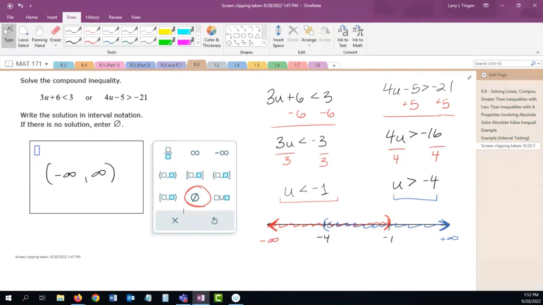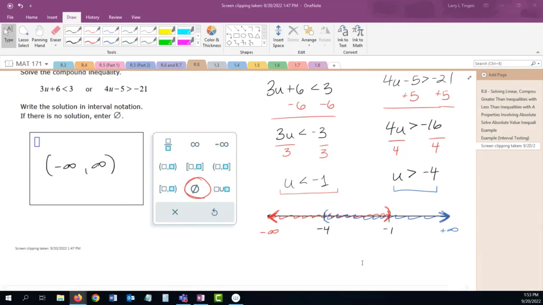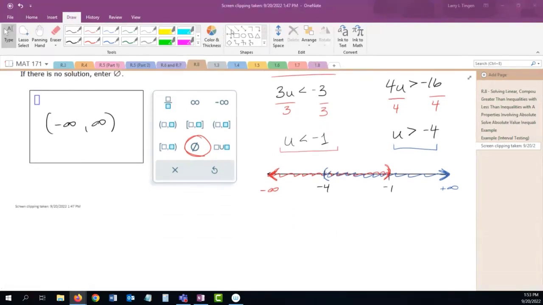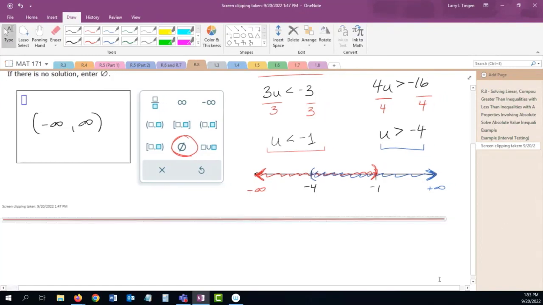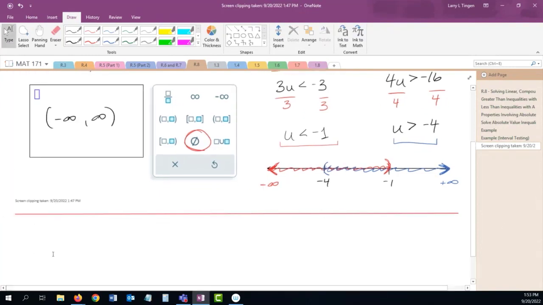Any questions from the review? Question 5. Okay, question 8. All right, and we're looking at the review now. Let's take a look at question 8 in the same section. Question 8.